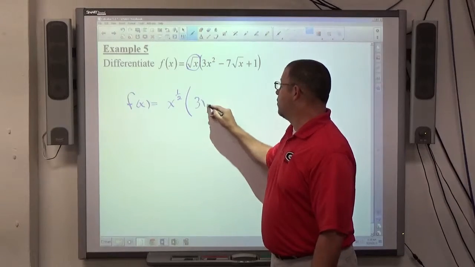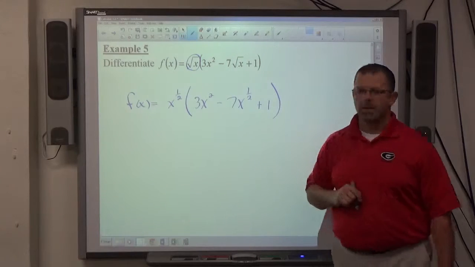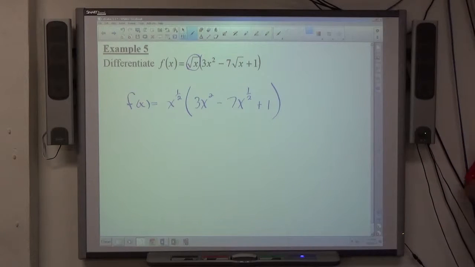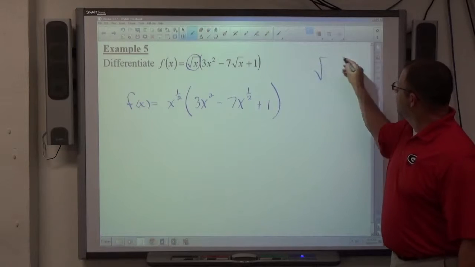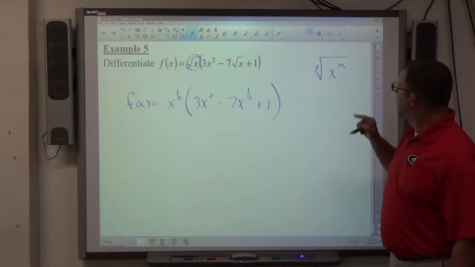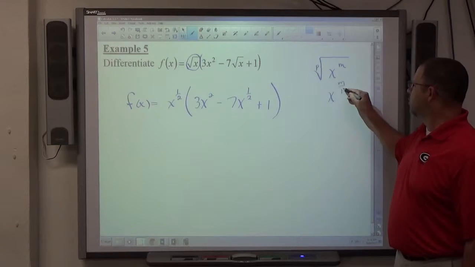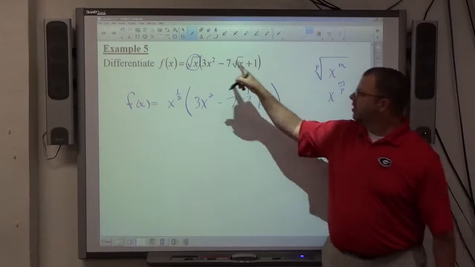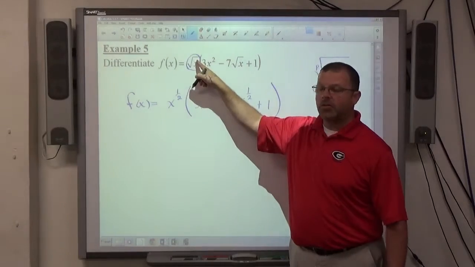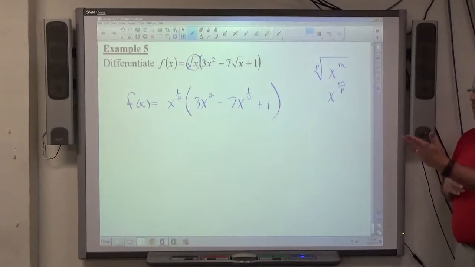And this is 3x squared, which is fine. That's going to be minus 7x to the half power, and then plus 1. So anytime I see a radical, and my job is to differentiate, I'm going to create a fractional power out of that. And again, just a brief algebra refresher here. Whatever root is here, whatever power is in here, the power goes over the root. That's how you make a fractional power. This is an understood square root with an x to the first power, understood also 1 over 2, 1 over 2.